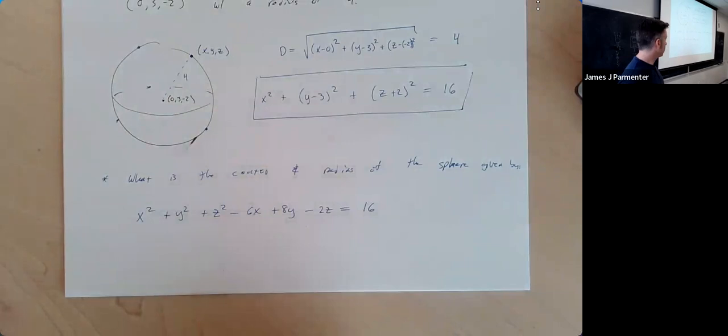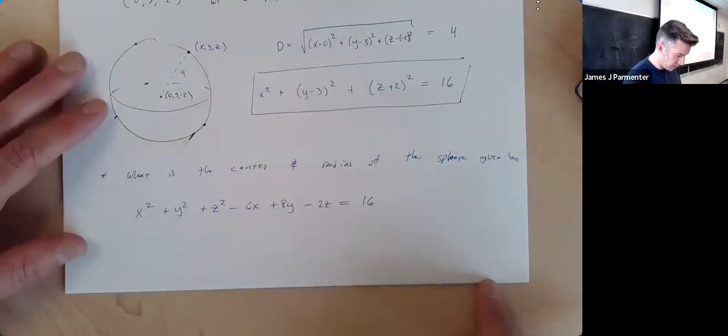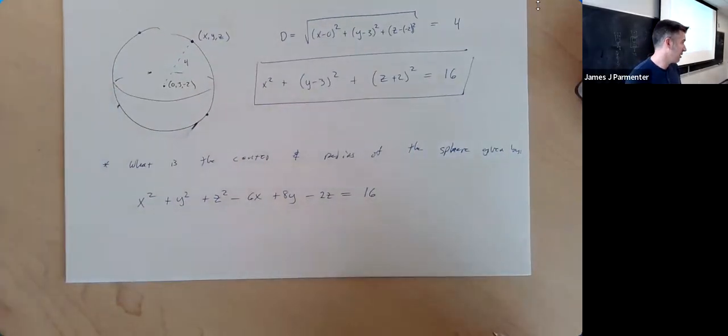So don't get fooled by this. The radius is definitely not 4. 100% not 4, because we haven't written this equation of our sphere in the standard way. So what we have to do here is complete the squares.